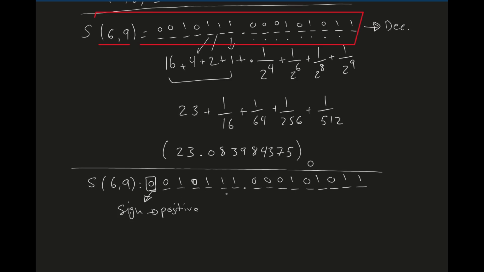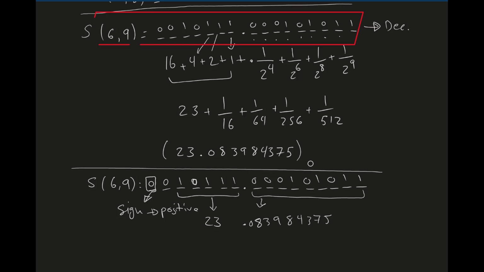Now, the remaining bits will be the same, right? So you treat it just like a regular binary number. So we said this value turned out to be 23, and then this value turned out to be 0.83984375. So there is no real change here.